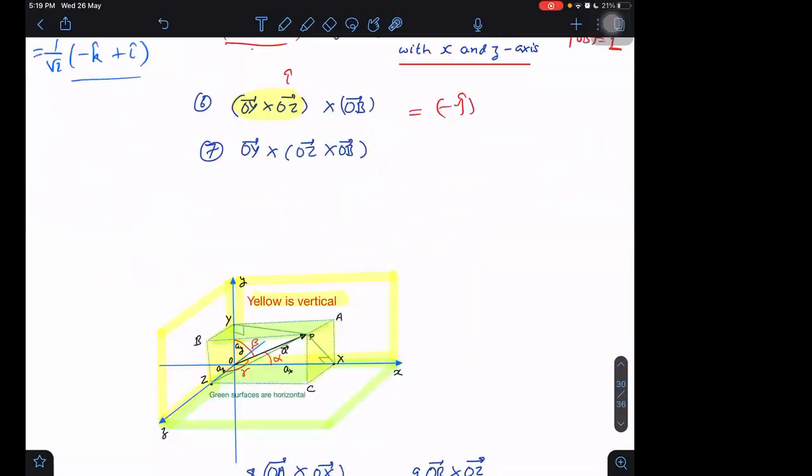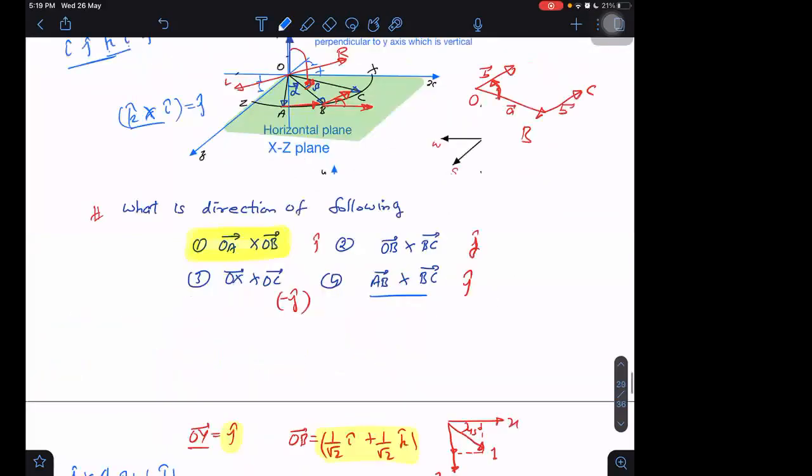Next, what about OY cross OZ cross OB? OY is again simply J cap. What is OZ cross OB? Let us check this one.